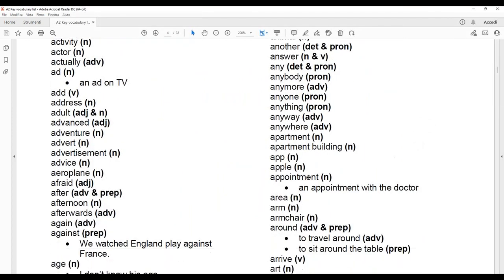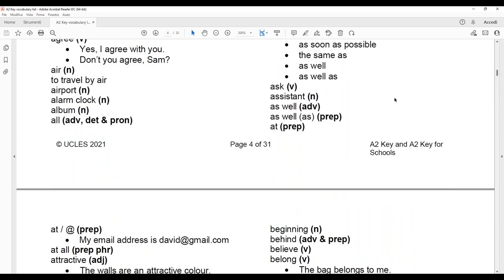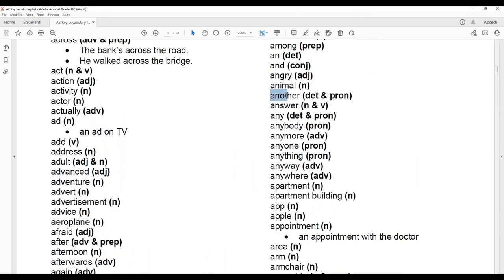Remember, appointment, apartment, anywhere. I think that we did assistant as well, to travel by, airport, alarm clock, un orologio, una sveglia, alarm clock, album, another, un altro, answer, risposta, anybody, address, remember, advanced, adventure, advertisement, advice, un consiglio, advice, consiglio.